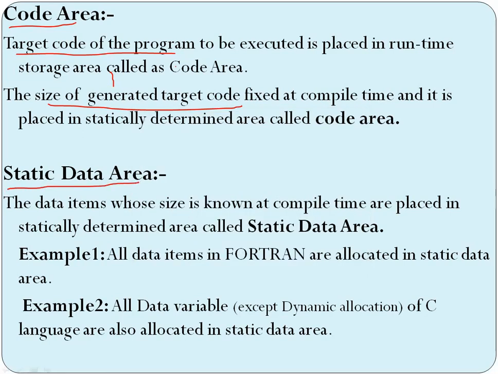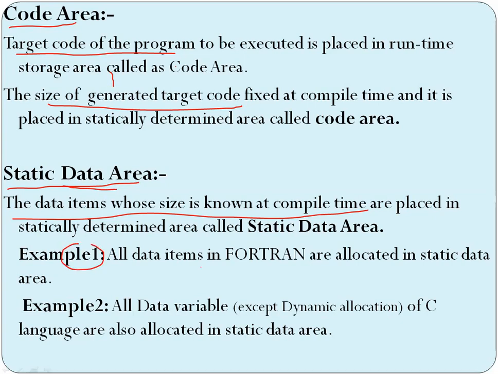Second, static data area. The data items whose size is known at compile time are placed statically in an area called static data area. That means in C language, if we create ordinary variables like arrays, integer variables, floating point variables, char variables, for all such variables the memory is going to be allocated in the static data area.